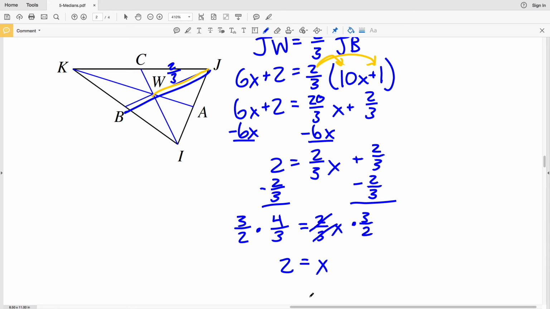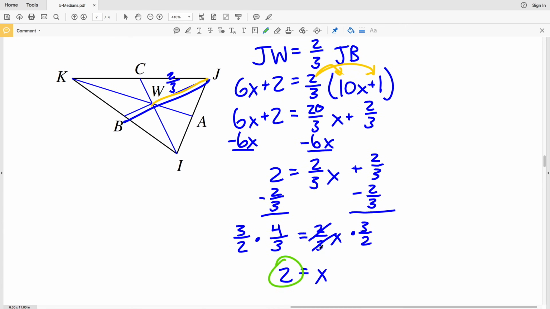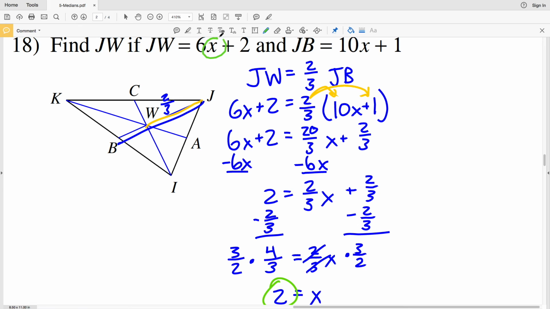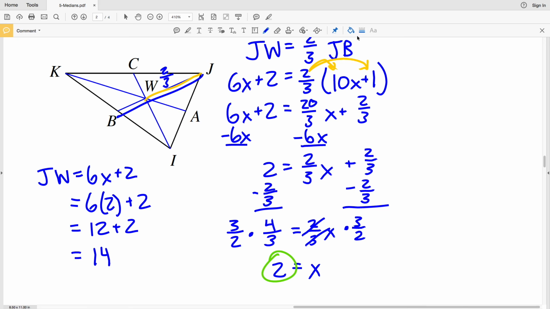So 2 equals x. So now that I know what x is, I'll plug that 2 in for my x in JW, since I'm finding JW. So JW equals 6x plus 2, and knowing that 2 is x, I'll plug in 2 for x, so 6 times 2 plus 2. That's equal to 6 times 2, which is 12, plus 2, and 12 plus 2 is 14. So JW equals 14 for our last problem, number 18.